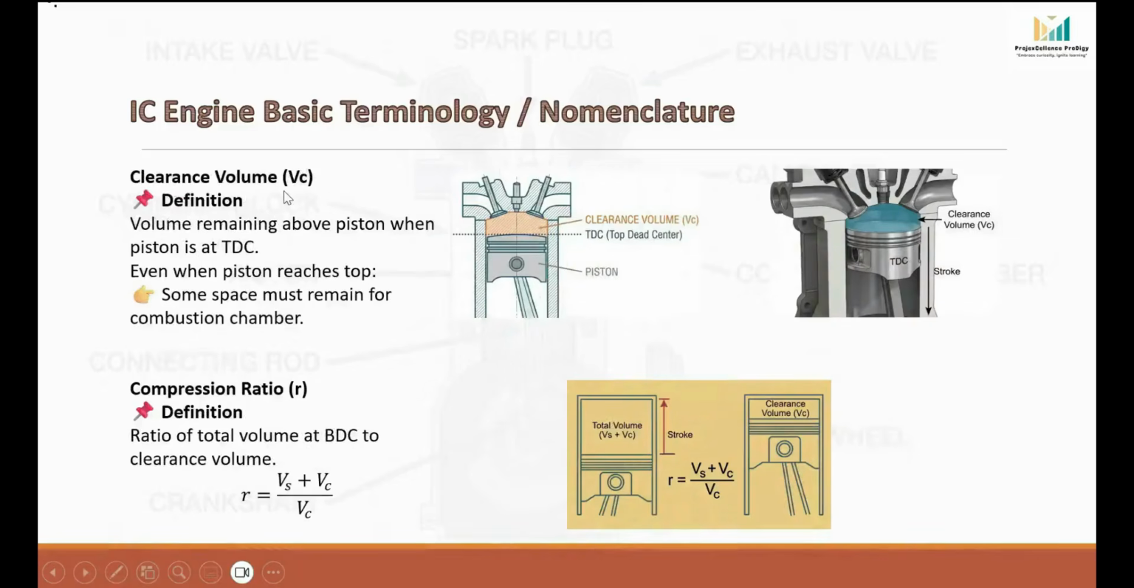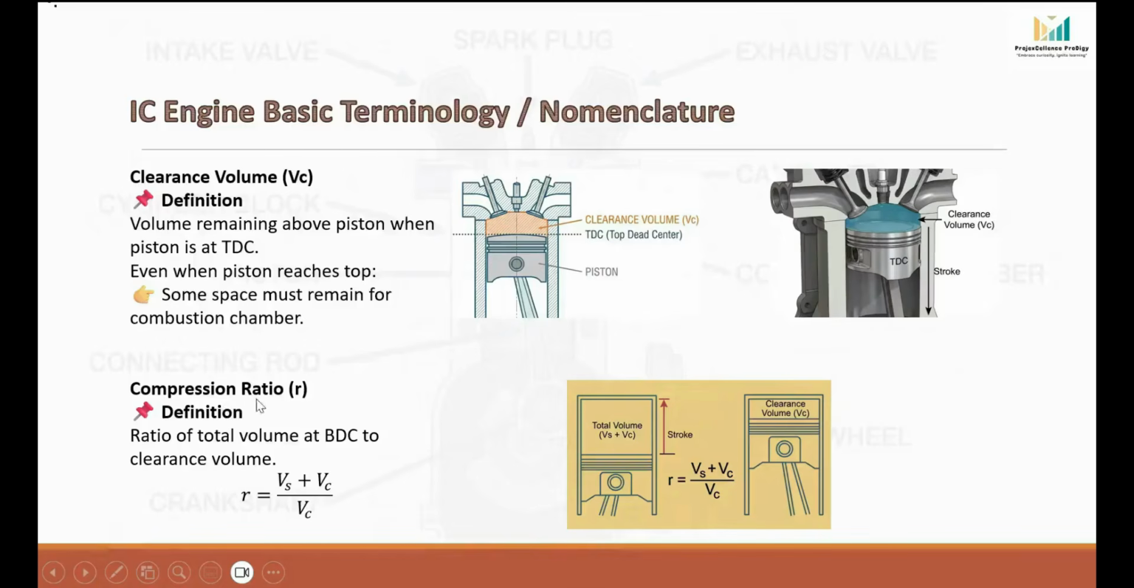Clearance volume, we represent it with Vc. Clearance volume is the small volume remaining above the piston when the piston is at TDC, top dead center. This space forms the combustion chamber. If no space remained at the top, the piston would hit the cylinder head and there would be no room for compressed air or air-fuel mixture. So this small space is absolutely essential for engine operation.